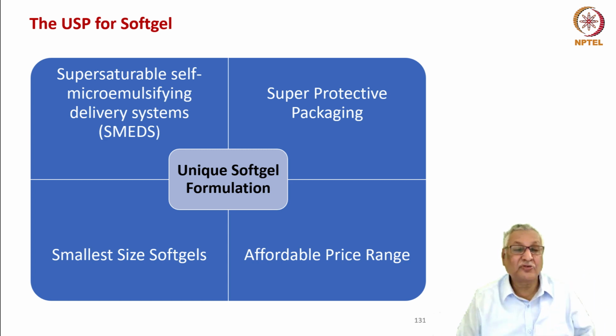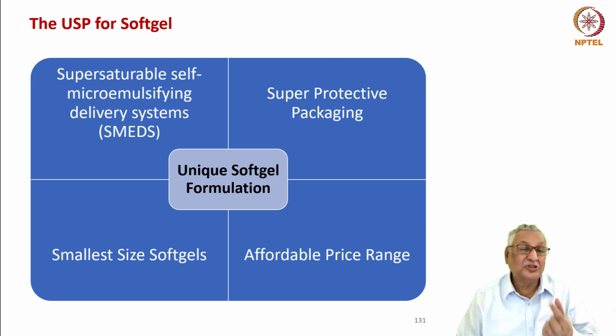We talked about three types of formulations: granules, soft gel, and XT. And for each, there would be a USP, unique selling proposition. For this soft gel formulation, a highly scientific formulation platform. This is super saturable self micro emulsifying delivery system called SMETS. Then, because it's a soft gel and it could go bad with atmospheric impact, you will have super protective packaging to ensure and assure that it is not impacted over the shelf life by any atmospheric condition.